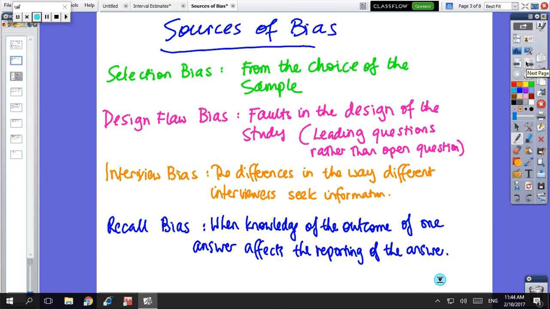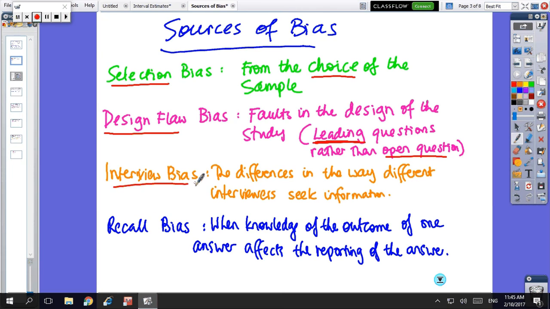So now we've got types of bias, and again, you would copy these down for your cheat sheet, because there's so many different types. The first one is called selection bias, and that's from the choice of the sample. So if you choose people, then you have a selection bias. You need to be talking about randoms. There's another one called design flaw, where you've got faults in the design of the survey. Like, for instance, if you ask a leading question, then you're not being fair. So what you need to do is ask open questions. Okay, so that's in the design.